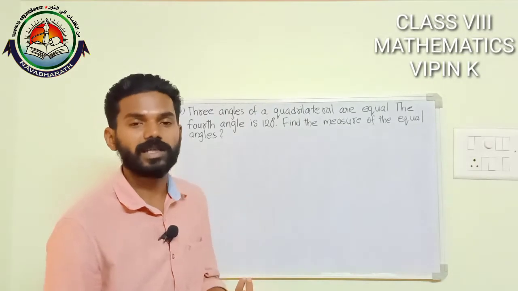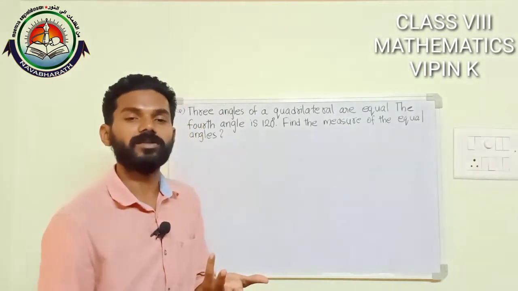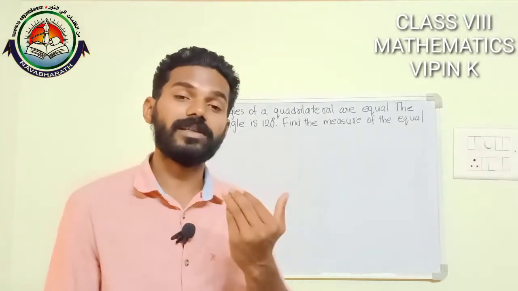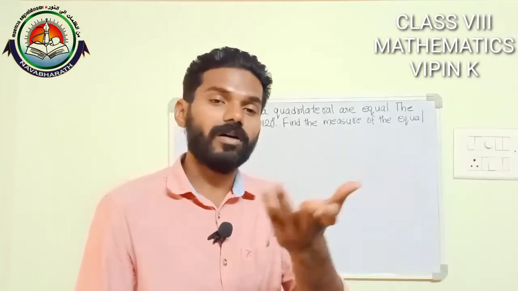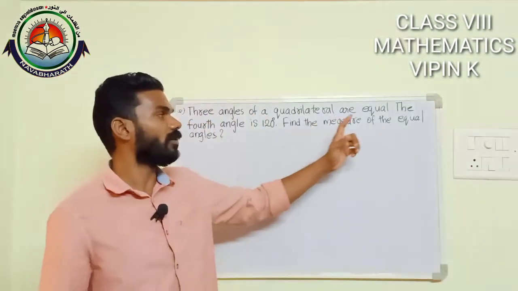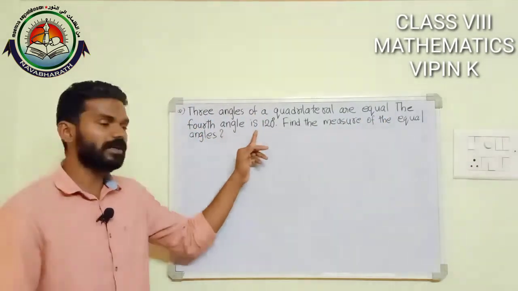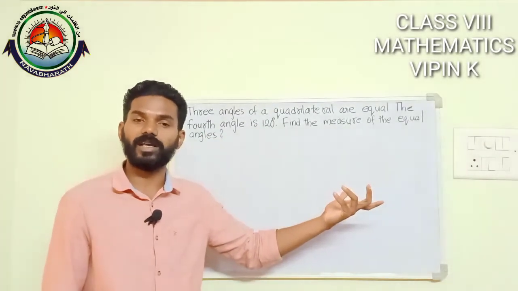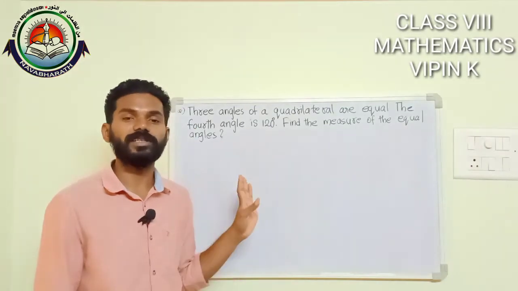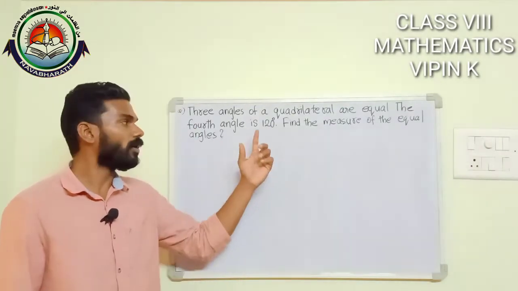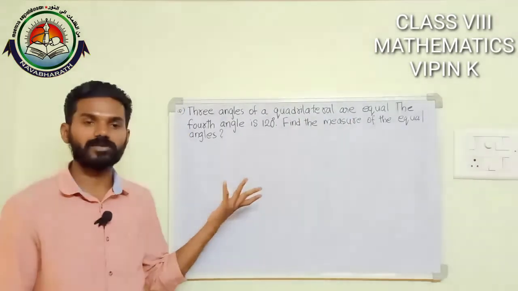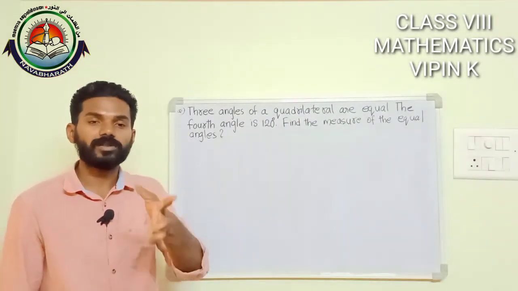So what shall we do? Let's take those angles as x. Since it is an unknown, we can take it as x. All the three angles can be taken as x. Now what about the fourth angle? The fourth angle is 120 degree itself. The fourth angle is already given a value. It is 120 degree. Now what do you want to do? Find the measure of the equal angles. You need to find those x.